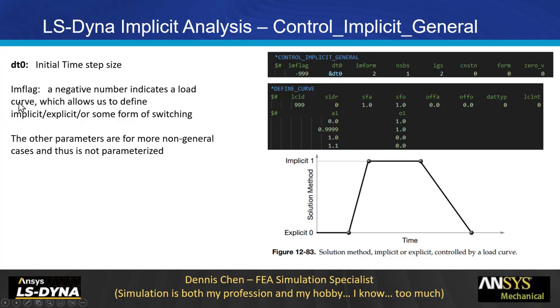Okay. The IM flag is essentially a way I use a load curve to represent it, but if you set it to 0 to 1, it's implicit. If you set it to 0, it's explicit. So you can actually do a switch. I have a video about doing this switch, but basically I use the negative value of a load curve and I set everything to 1 for implicit analysis. That's all I'm doing. Okay.